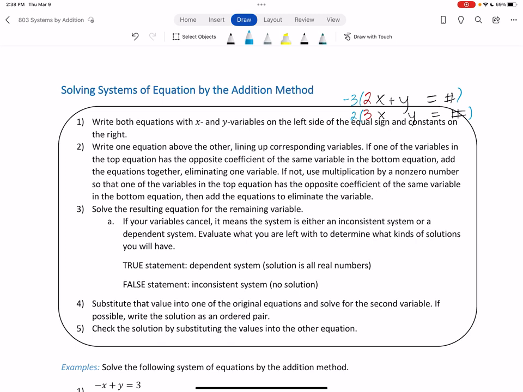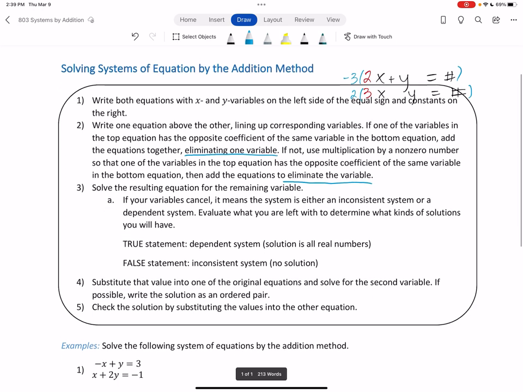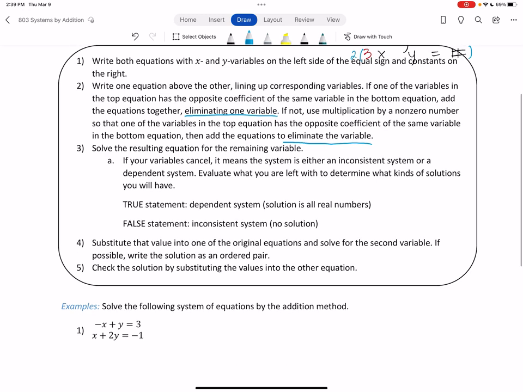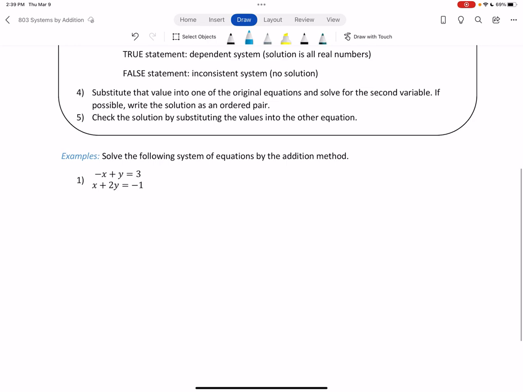So once you add them together, one of the variables should go away. That's the important part: when you add them together, you're going to eliminate a variable. If you don't, then you did something wrong, okay? Now you're going to be able to solve real easy. So once you solve, you're going to substitute back into one of the original equations to get the second variable. So let's do the addition method.